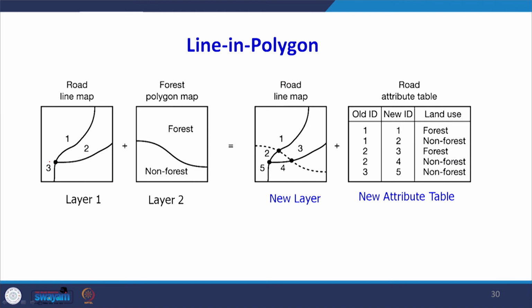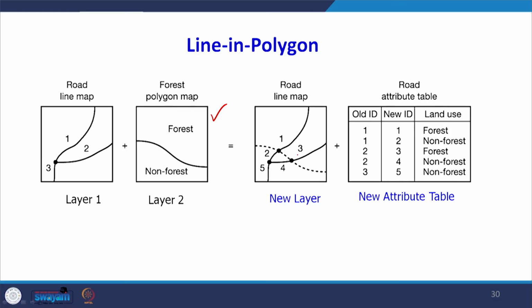So, we have a road map, there are 3 segments which are shown as 1, 2 and 3 on the road map, and then the same land use map where we have the forest boundary and the non-forested area. This line map we are superimposing with the polygon map. When we are doing that, you can see here the additional nodes are created, because there is a polygon boundary here which is separating out forest from the non-forest area, and that particular polygon boundary is creating the additional nodes in my data set.